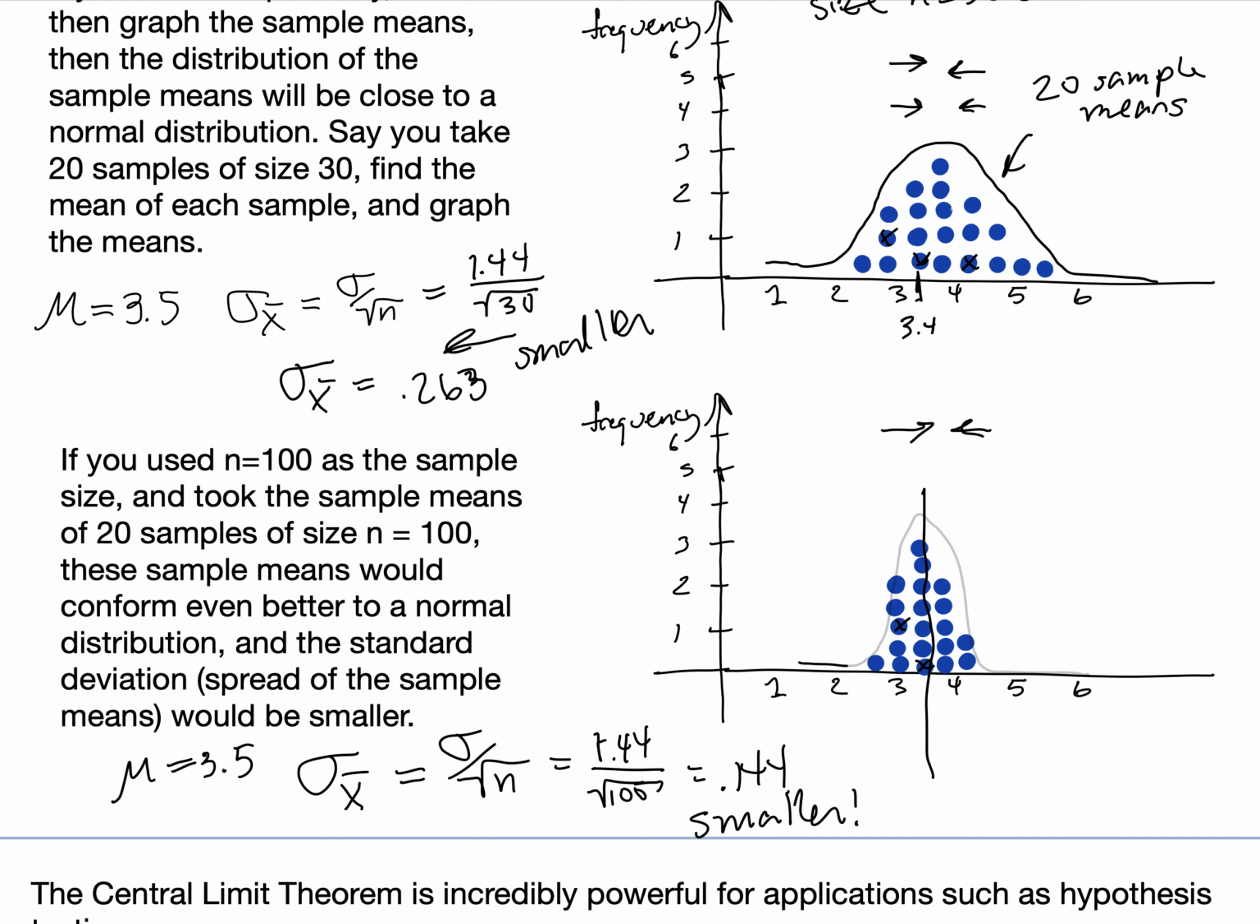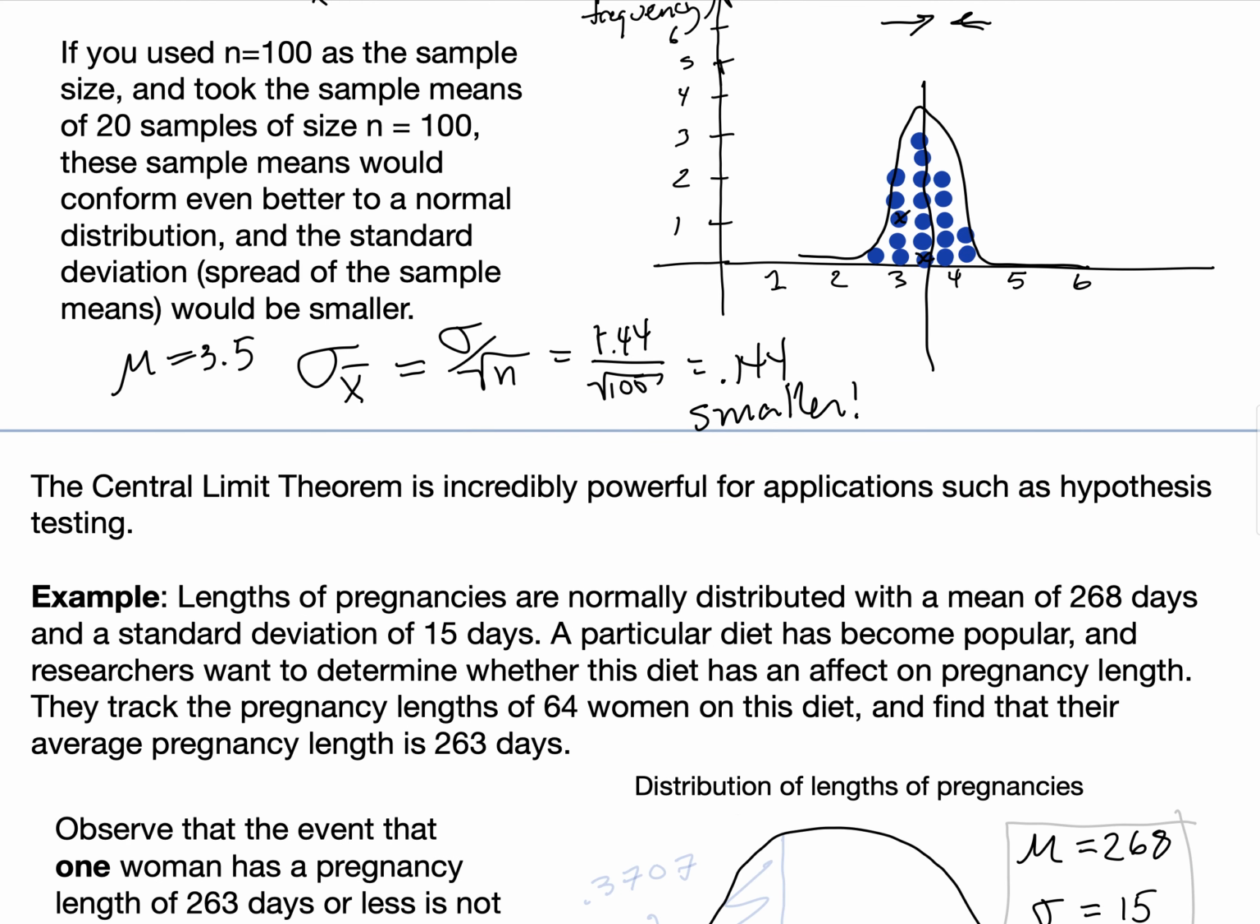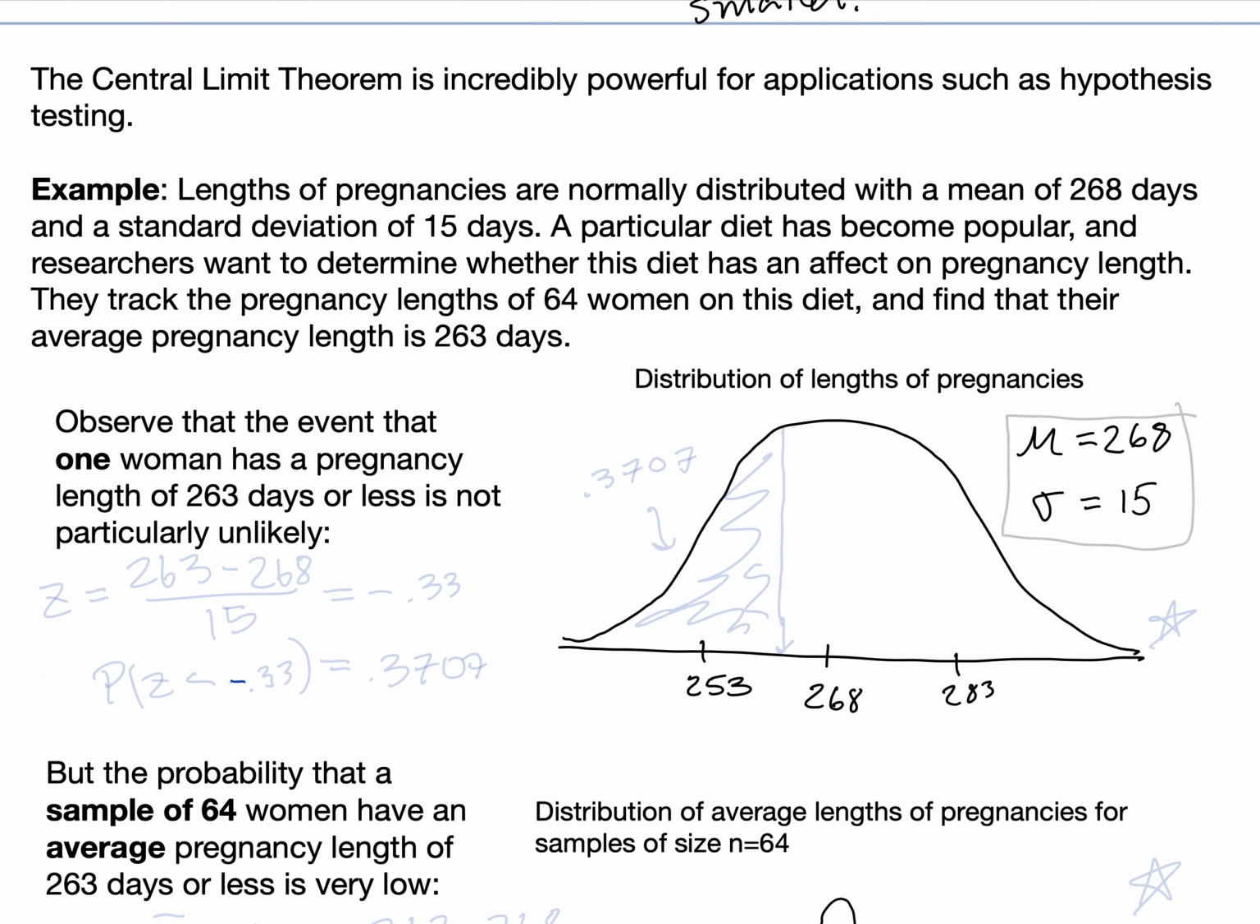So this is still going to be a normal distribution, but it's going to be taller and skinnier than the normal distribution that we had above. So the larger the sample sizes are, the more closely the sample means are packed together. The central limit theorem is incredibly powerful for applications such as hypothesis testing.